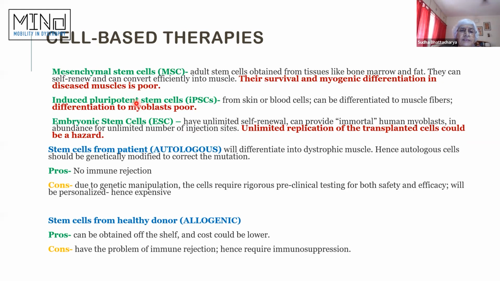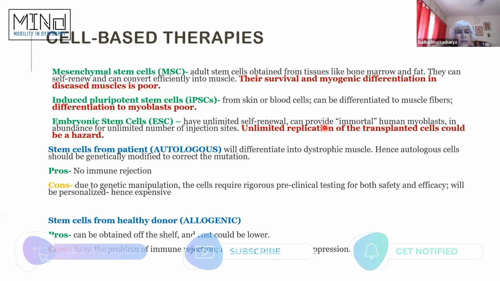So therefore, with cell-based therapies, we have to understand what are the limitations and how to overcome them. So you have heard about mesenchymal stem cells and induced pluripotent stem cells, embryonic stem cells. All these cells are actually possible for us to use to get converted to muscle. But the efficiency so far has been found to be poor for embryonic stem cells. Also, there's a hazard that they could become cancerous because they are highly immortalized cells.